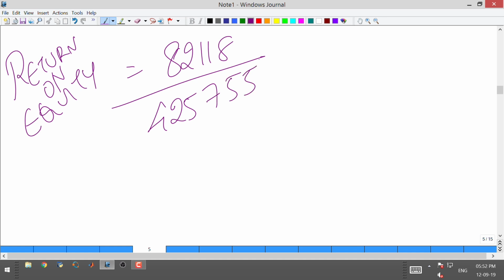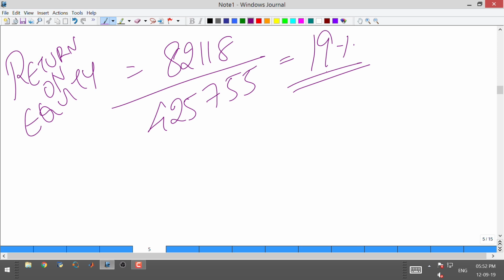So, again, express it as a percentage. When you express it as a percentage, return on equity is about 19%, if I am not wrong in this particular case. Let me also verify once again: 82,118 divided by 425,755 is equal to around 19.28%, or 19%.